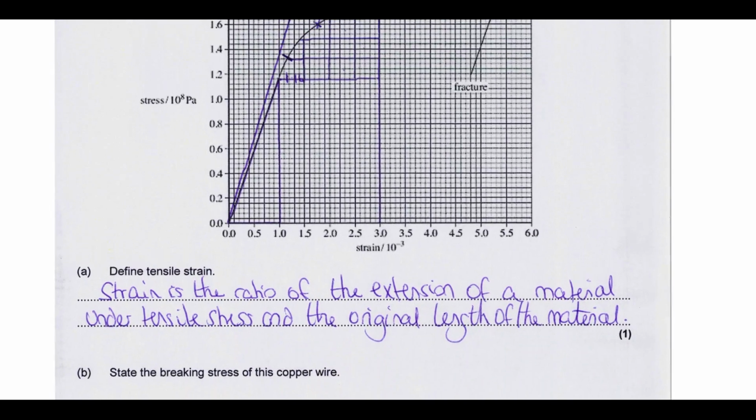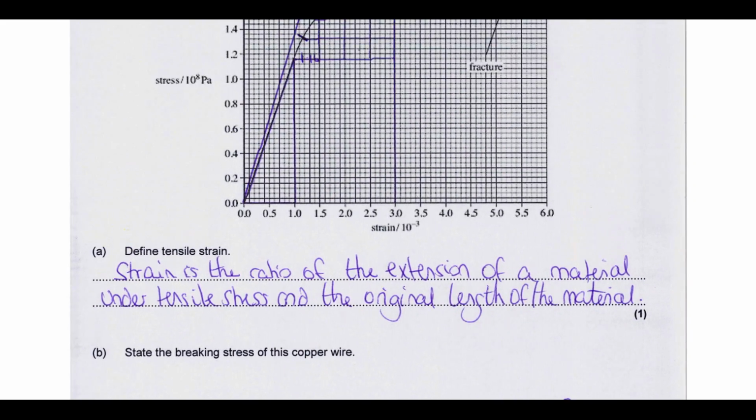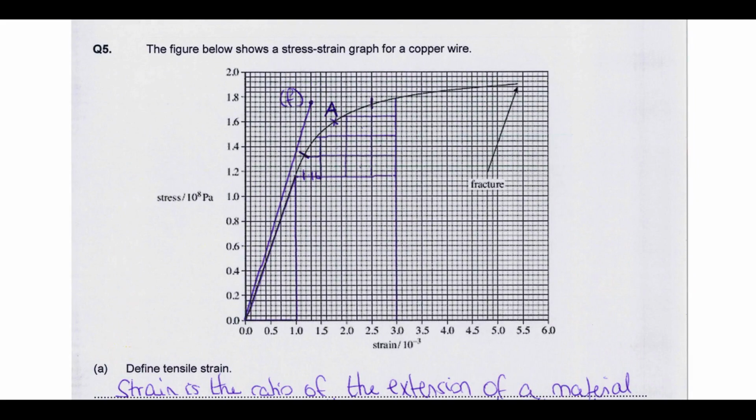So to find tensile strain, strain is the ratio of extension to its original length, or extension divided by the original length. It's tensile strain, so it's a strain caused by a tensile stress or a stretching force. That's what tensile means. Okay, then state the breaking stress of copper wire. So it's where it fractures. So you can see it's indicated where the fracture is.